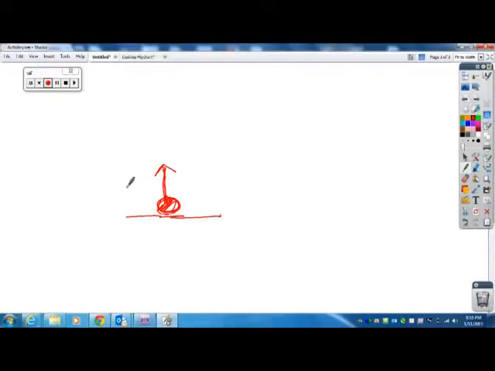So let's say you give it an initial velocity of 20 meters per second. The ball is moving upwards at 20 meters per second. Now as it goes up, keep in mind that the ball is fighting against the acceleration of gravity, which you can write as a or as little g, and it is pointing downwards, so it's negative 9.81 meters per second squared.